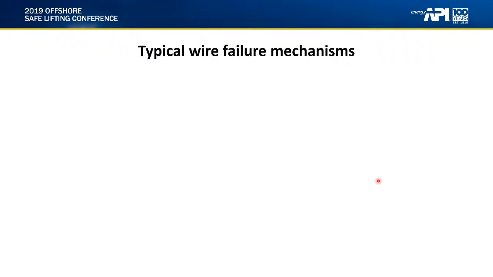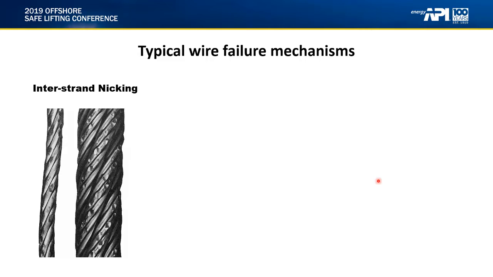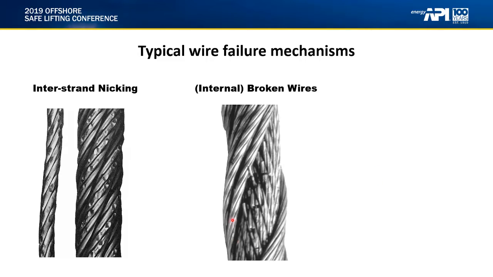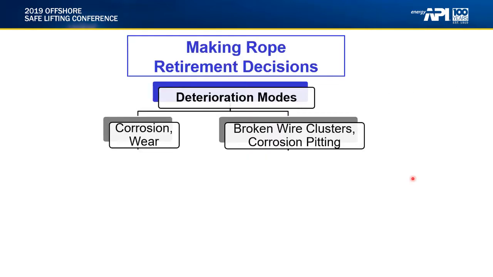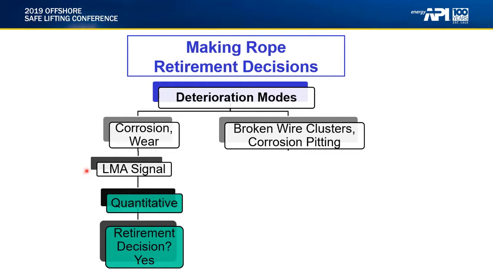Some typical wire rope failure mechanisms include interstrand nicking, internal broken wires, as can be seen here, and also corrosion or corrosion pitting. Rope retirement decisions can be based on some of these deterioration modes. On the left, we'll look at corrosion and wear, and on the right, things like broken wire clusters and corrosion pitting. Under corrosion and wear, typically you will use an LMA signal, where LMA stands for loss of metallic cross-sectional area. This is a quantitative signal and can be used as a retirement decision-making signal.